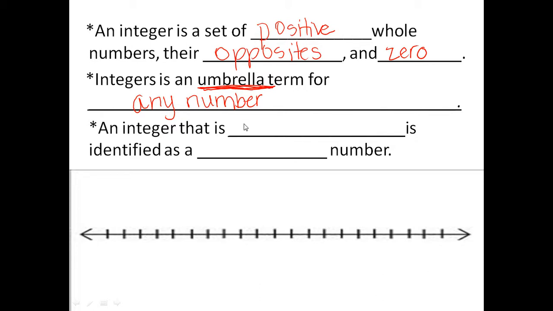Alright, an integer that is less than 0 is identified as a negative number. Okay.